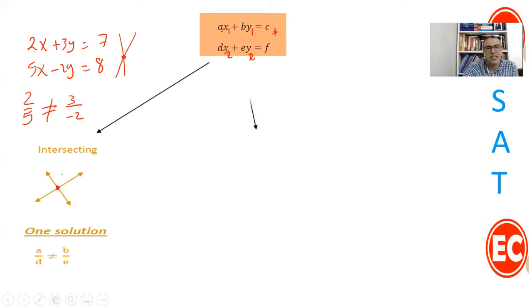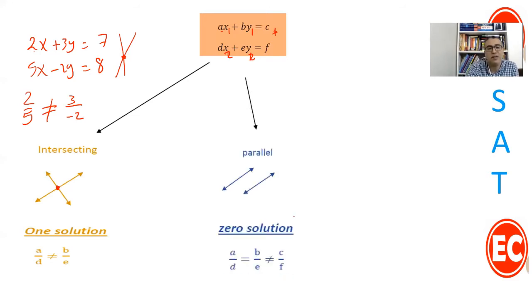The second case: if you divide the ratios between a and d, b and e, and you find that they are equal, but they are not equal to the ratio of their answers, c over f. The ratio of the coefficients of x is equal to the ratio of the coefficients of y, but they are not equal to the answer ratio. In this case, the lines are parallel because they have the same slope. Two lines that have the same slope but not the same y-intercept will never intersect. So in this case, there is no solution.